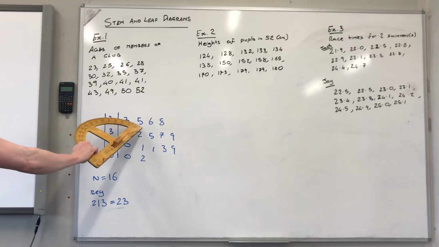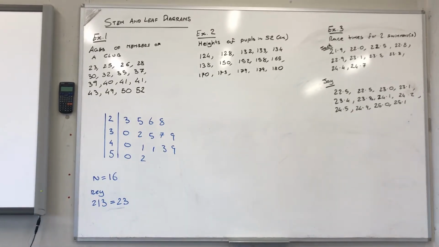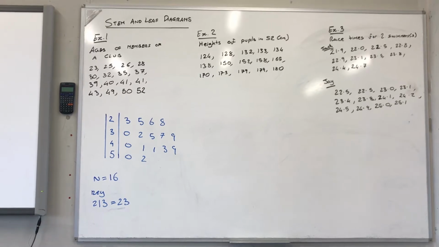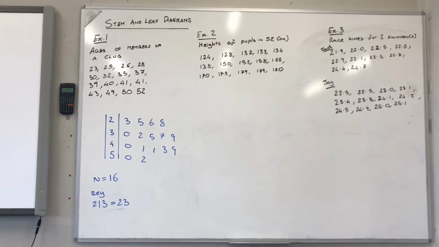23, 25, 26, 28. Same for the next ones, 30, 32, 35, 37, 39, 40, 41, 41, 43, 49, and 50 and 52. N stands for the total number that there are. So there's 16 bits of data. So I've written that in just to make that clear.